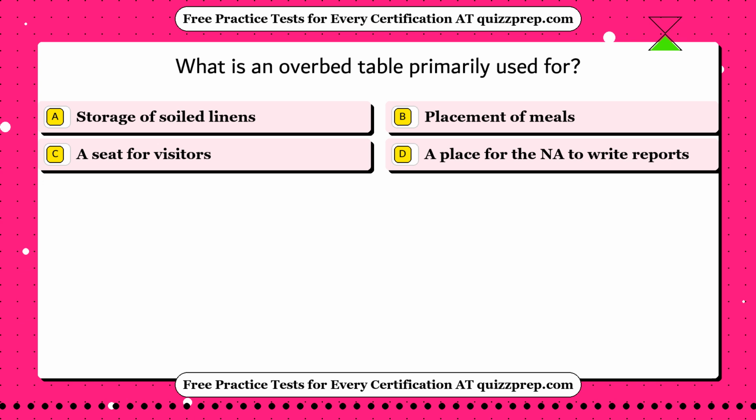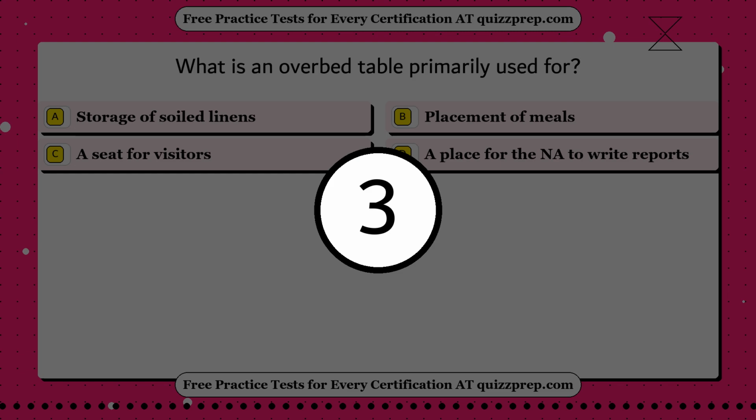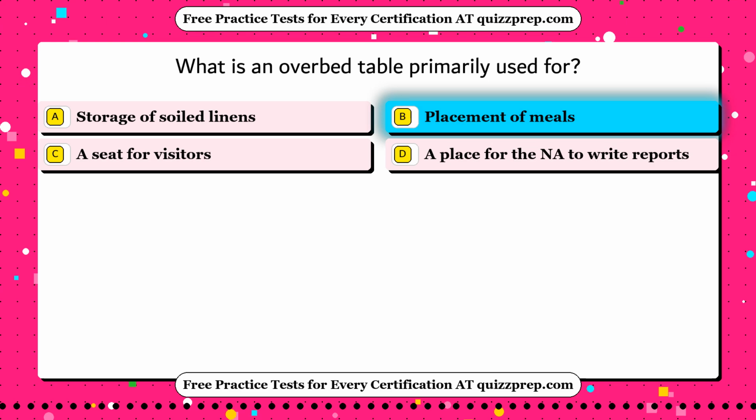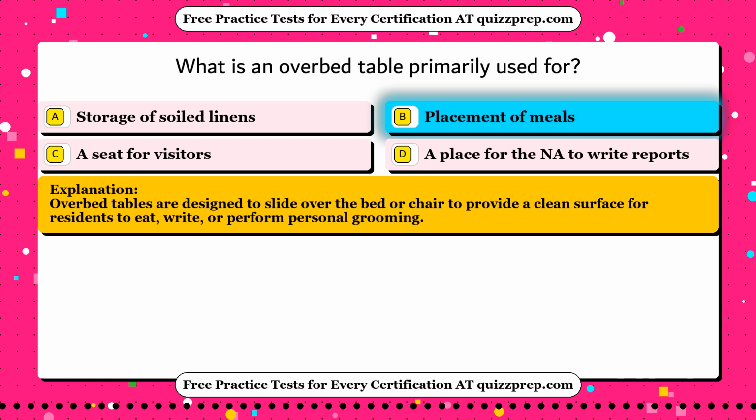Question 23. What is an overbed table primarily used for? Option A, storage of soiled linens. Option B, placement of meals. Option C, a seat for visitors. Option D, a place for the NNAAP to write reports. The correct answer is Option B, placement of meals. Overbed tables are designed to slide over the bed or chair to provide a clean surface for residents to eat, write, or perform personal grooming.